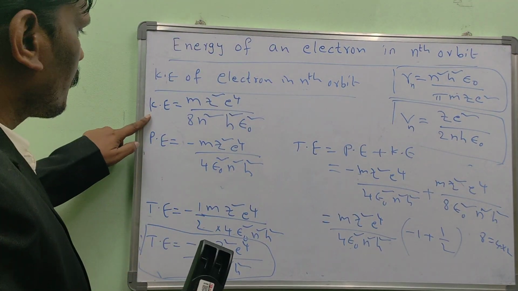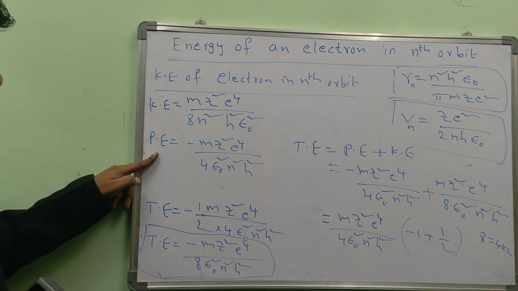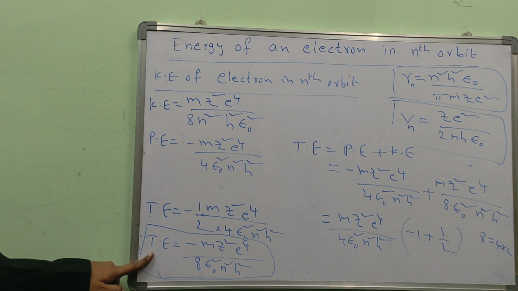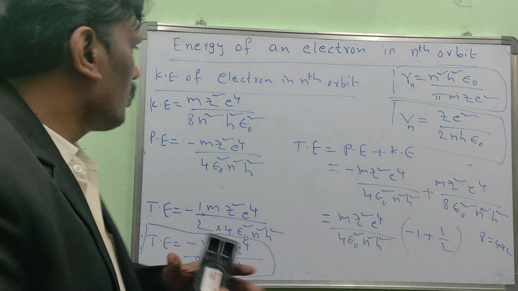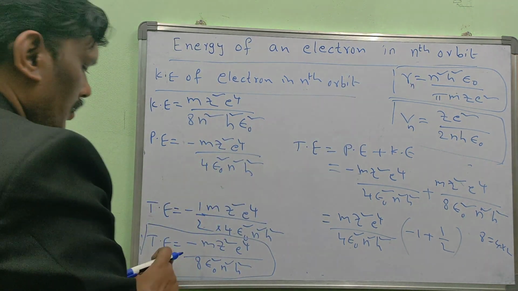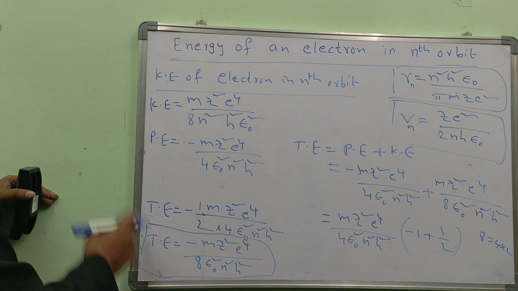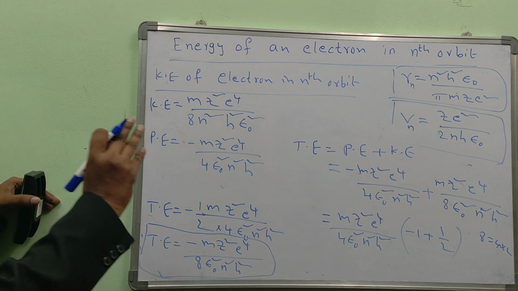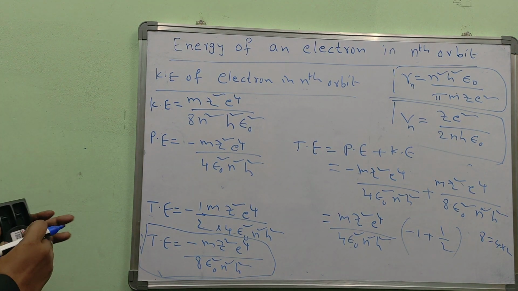So the kinetic energy formula in any nth orbit, the potential energy formula in any nth orbit, and the total energy formula in the nth orbit. These are the 5 formulas we need to remember: 1, 2, 3, 4, 5. Radius, velocity, kinetic energy, potential energy, total energy. Just note down and remember those formulas. Derivations are not required, student. To save time, just remember the formula.